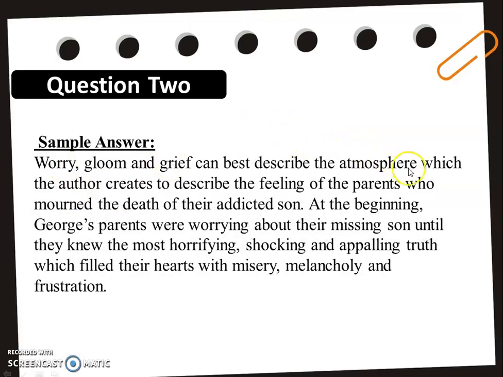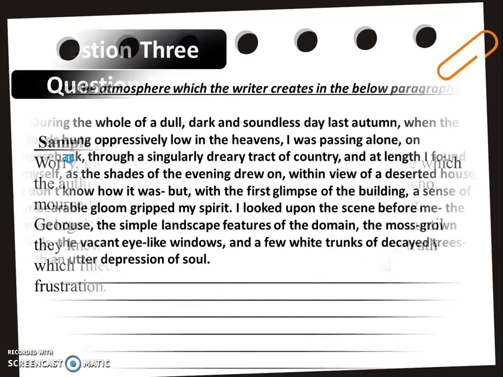Okay? So describing the atmosphere which the author creates to describe the feeling of the parents who mourned the death of their addicted son. You have the same feeling. It's not only for the parents, it's also for you. It's the feeling created in each one of us. At the beginning, George's parents were worried about their missing son until they knew of the most horrifying and appalling truth, which filled their hearts with misery, melancholy, and frustration. So if you put at the beginning melancholy instead of grief and worry, it's also correct.